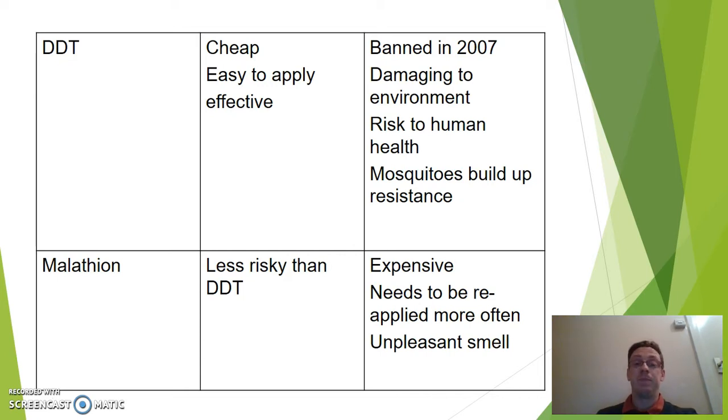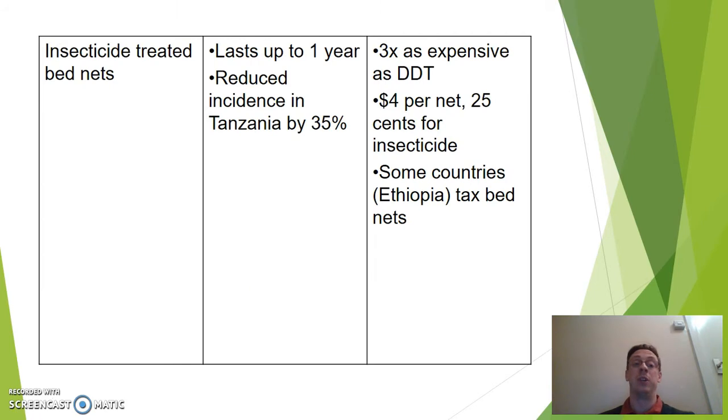a method it is. Another version of a pesticide is malathion, which is less risky than DDT, which is its big thing. It's not banned. The downside is it's expensive, and we're talking about nations that don't have huge budgets. You need to reapply it really frequently, and it stinks. It doesn't smell nice, which does put people off using it.